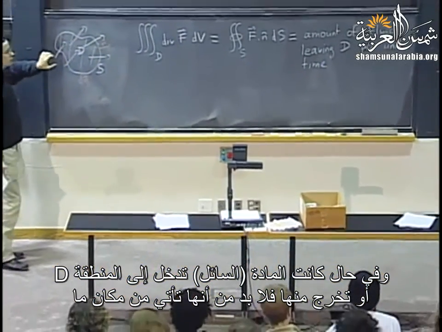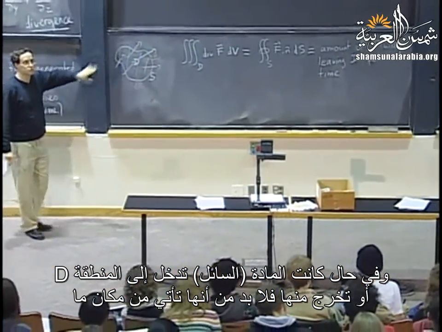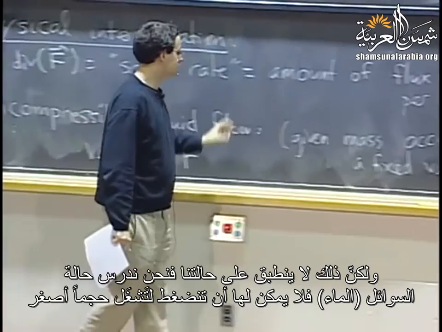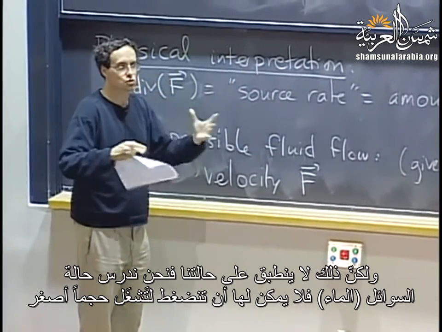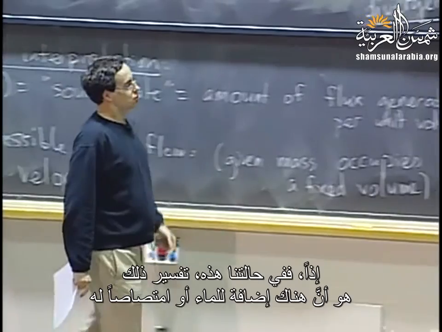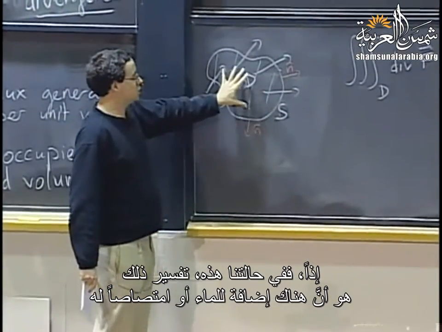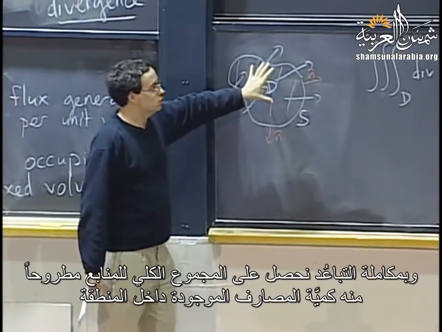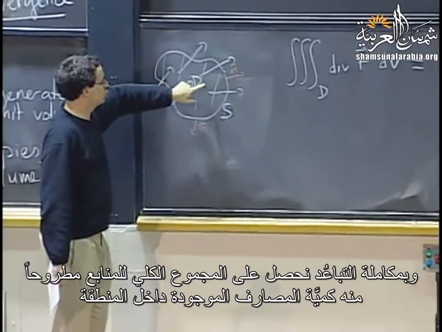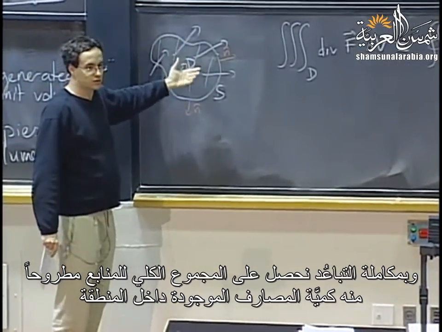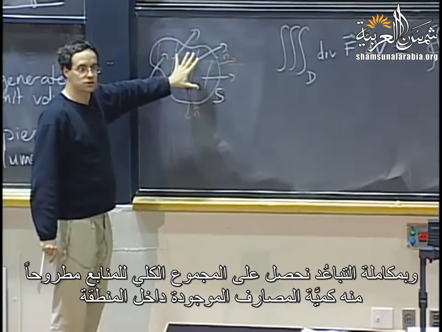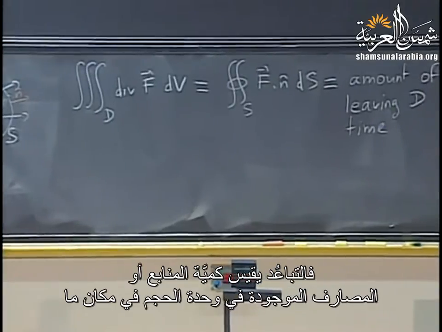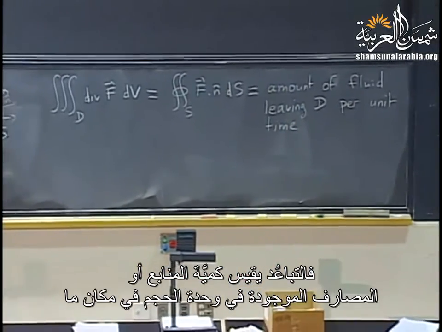So now, if there's stuff coming into D or going out of D, it must come from somewhere. One possibility would be that your fluid is actually being compressed or expanded. But I've said no, I'm looking at something like water that you cannot squish into a smaller volume. So in that case, the only explanation is that there's something in here that is sucking up water or producing more water. And so integrating the divergence gives you the total amount of sources minus the amount of sinks that are inside this region. So the divergence itself measures basically the amount of sources or sinks per unit volume at a given place.